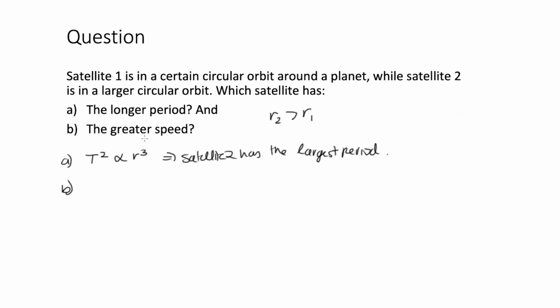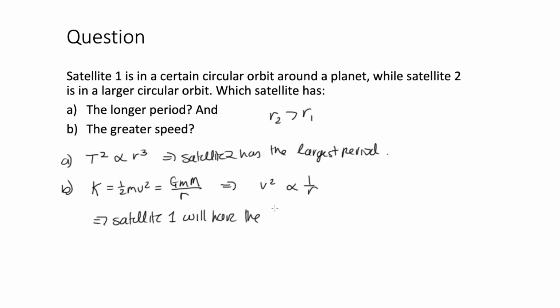Now in part B, it's asking us about the speed. So possibly you remember the speed question that we did before, and we approached this one in a similar way. So to think about the speed, we know that K, the kinetic energy, is equal to a half mv squared, and it's also equal to GMm over r. So this tells us that v squared is proportional to 1 over r, or that if we have a smaller radius, we have a higher speed. So this tells us that satellite 1 will have the higher speed.